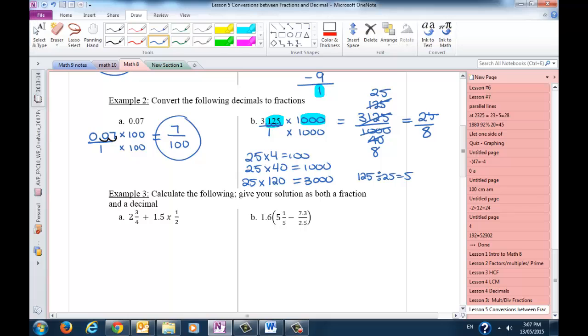To write this as a mixed number, I want to find out how many times 8 goes into 25. And it gets pretty close. 8 times 3 is 24, but I'm trying to get to 25, so there's 1/8 left over. Both answers are great. It just depends on what your teacher's asking you for.